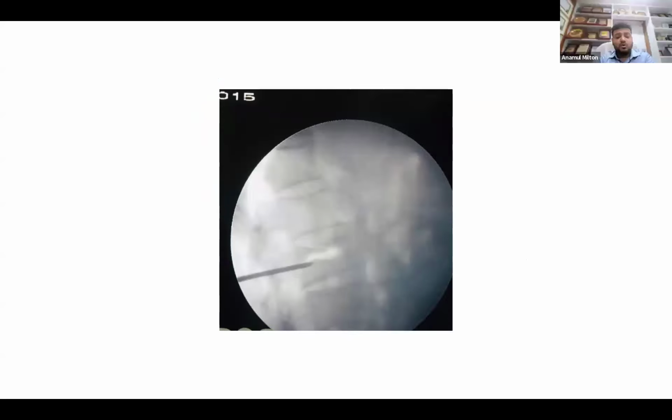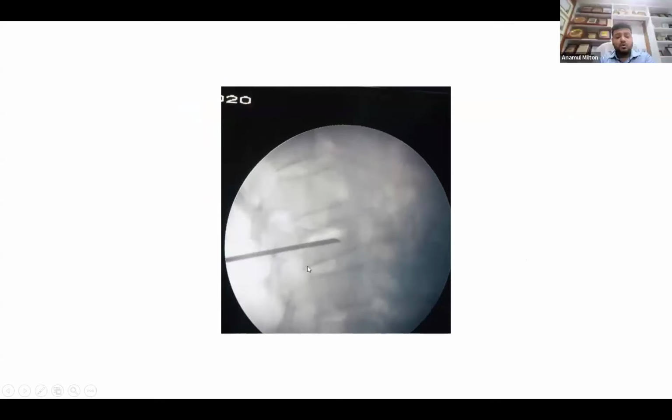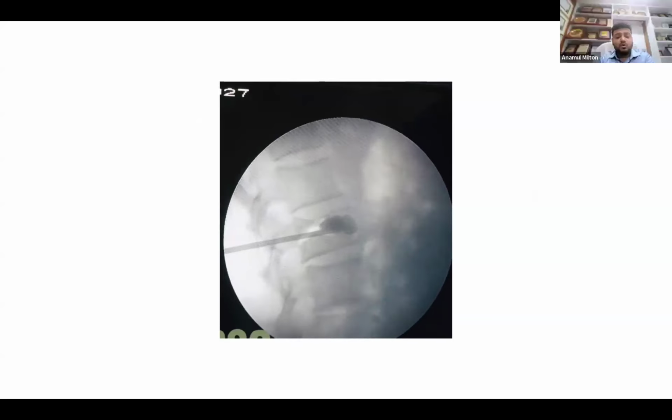Okay, so here we can see one procedure. You can see we have introduced the needle. After that, we introduced our needle a little bit more, and we have to give the cement, more cement, more cement.